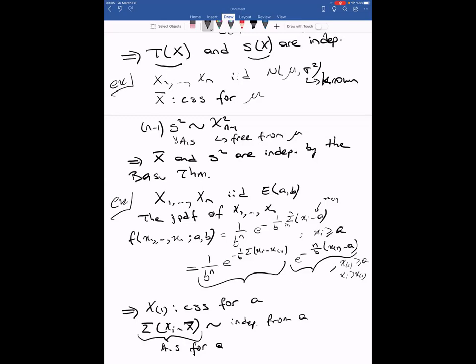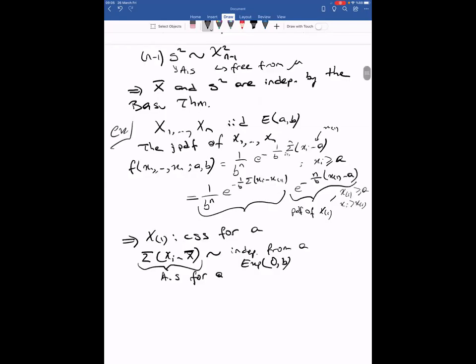Because we can write the joint PDF as a multiplication of two different PDFs. So this is the PDF of X1, and the other for the summation of xi minus x1, sorry. So this distribution is exponential(0, b). So we can say that by Basu's theorem, X1 and summation of xi minus x1 are independent.